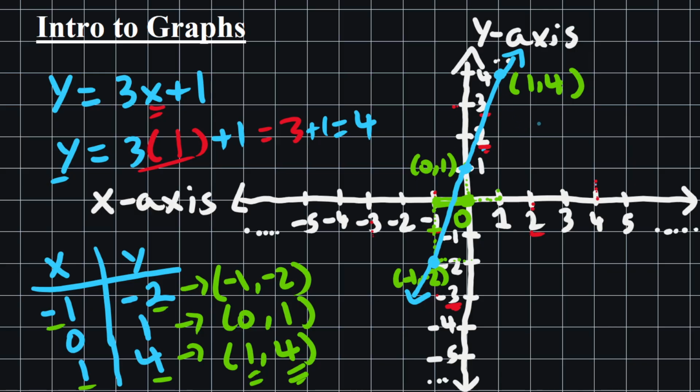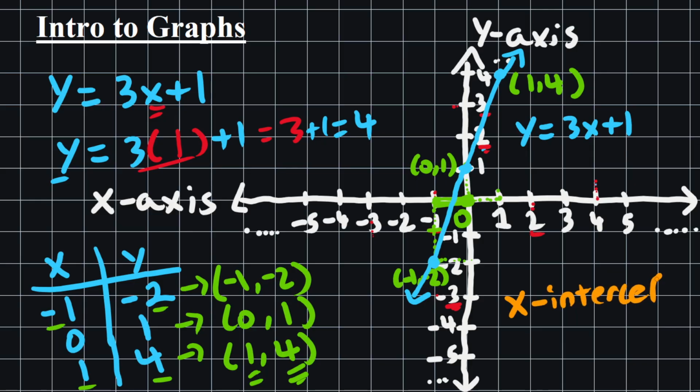We've successfully plotted the equation y equals 3x plus 1, and this is the line that it forms. So that is how you plot an equation. And there's one more thing too. We're going to learn about the x-intercept.